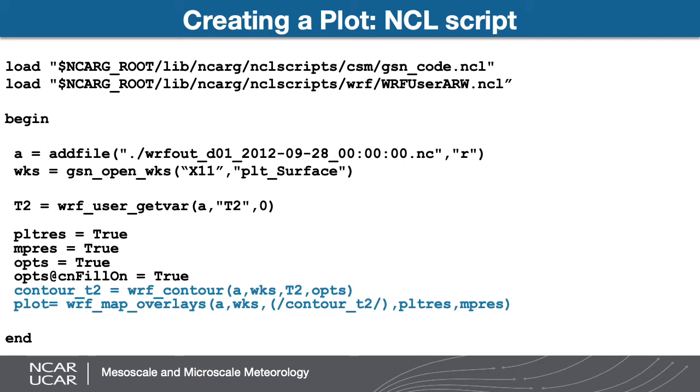Next, we say we're going to plot it over a map. If you don't do WRF map overlays, it won't plot it on top of the map and you don't really know what you're looking at. So we're going to use the function WRF map overlays, and we're going to point it at our file A again and our workstation that we opened, and we're specifically going to plot contour underscore T2, which we made with the function of WRF contour. And then we're going to point at our plot resources and our map resources so that everything works out how we want it to.